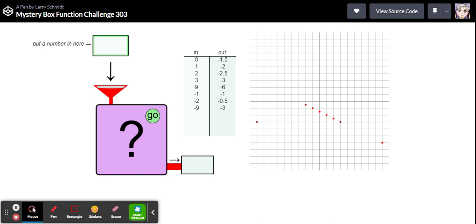Let's just keep going. -2. Oops, I did -2 already. I meant -3. That said 0. How about -4? Aha, there we go. So you can see now this is taking the shape of that downward opening V. So what that is, it's a negative absolute value.